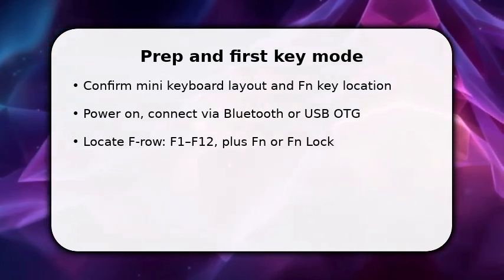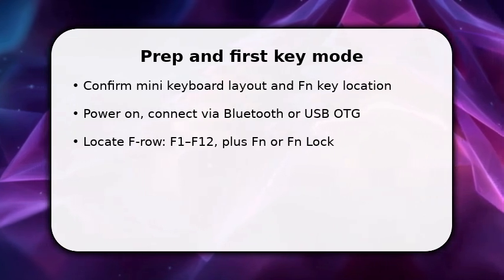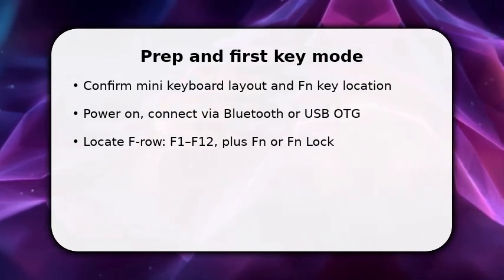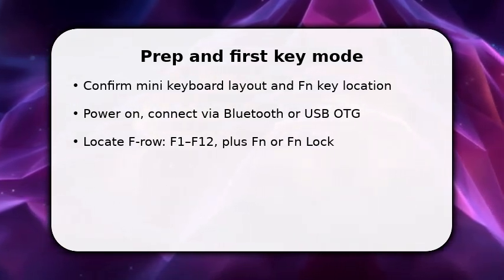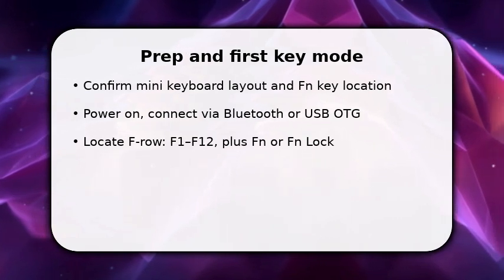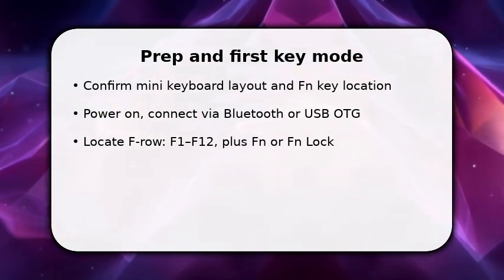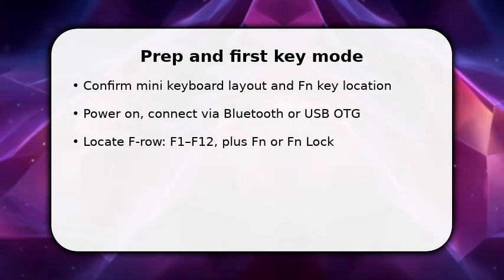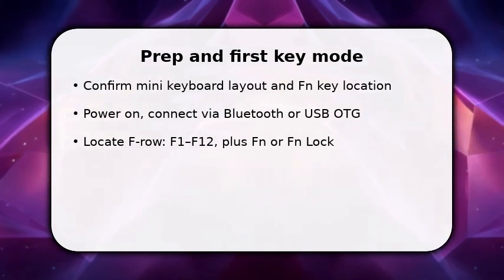If your keyboard has an FN lock, toggle it now to keep F keys primary. This saves repeated presses and lets you use F1, F12 directly. Make sure to note any secondary legends printed on the keycaps so you know which symbol each F key controls.